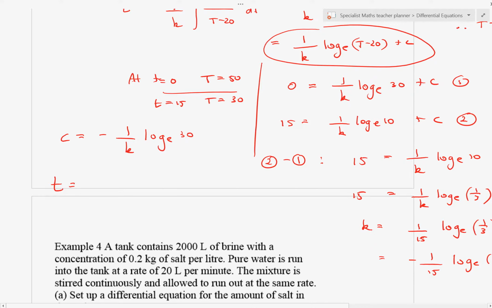So now let's write our differential equation. I've got my differential equation is 1 on K log e to the T minus 20 plus C, which is minus 1 over K log e to the 30. Oh my goodness. Now I can use my log laws, T minus 20 over 30, and we can sub in our value for K, but we're going to leave it like that. How are we feeling about differential equations now? Fun. They're fun, aren't they?